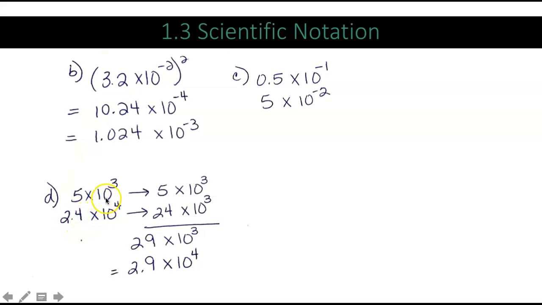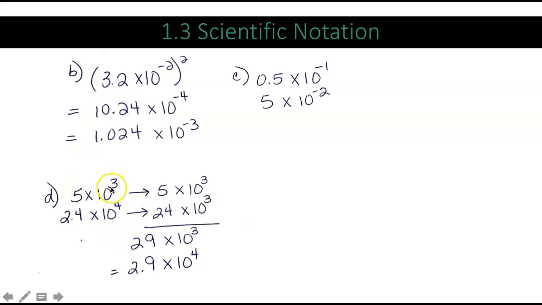Okay, I'll say that again. In order for me to add these, I have to have the same exponent. To add or subtract, I have to have the same exponent. I didn't care about having the same exponent when I was multiplying or dividing because I just followed the rules of exponents. But when I'm adding or subtracting two numbers in scientific notation, they have to have the same exponent. So I chose to make them all 3s. You could have chosen to make them both 4s.